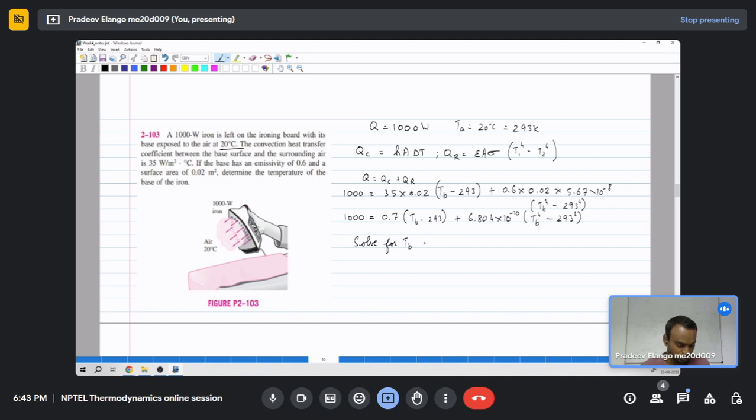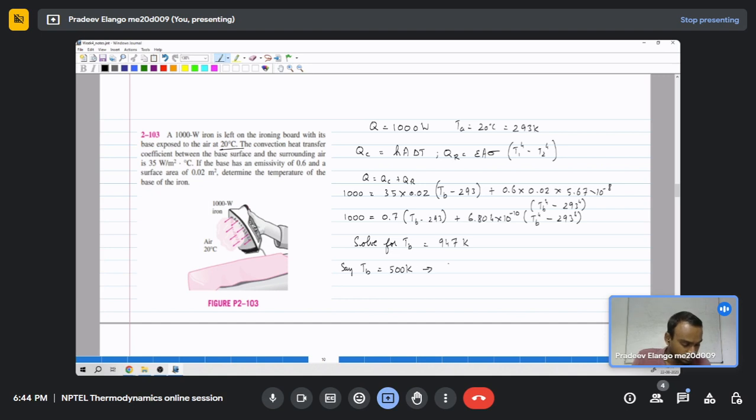So I've got TB as 947 Kelvin. This is by directly using the solve function in the scientific calculator. If you do not have it, then you have to iteratively start with an initial guess. TB has to be more than the air temperature, so you can say it is 500 Kelvin.